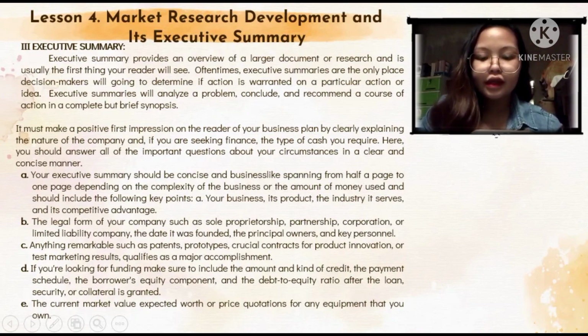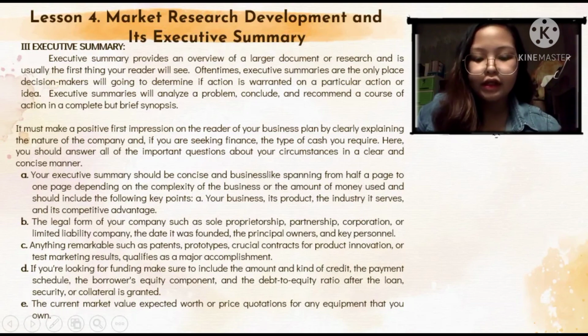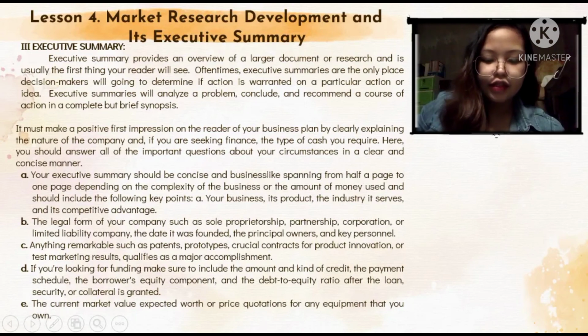Letter B. The legal form of your company, such as sole proprietorship, partnership, corporation, or limited liability company, the date it was founded, the principal owners, and key personnel. Letter C. Anything remarkable such as patents, prototypes, crucial contracts for product innovation, or test marketing results qualifies as a major accomplishment.